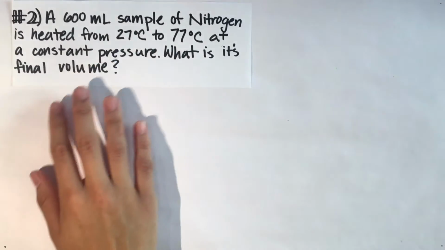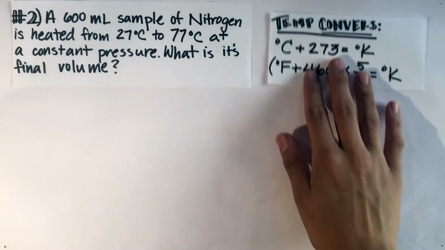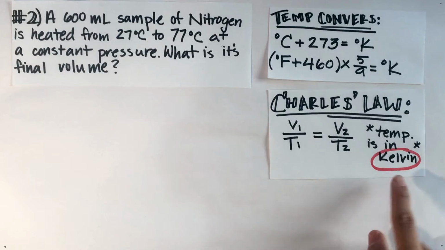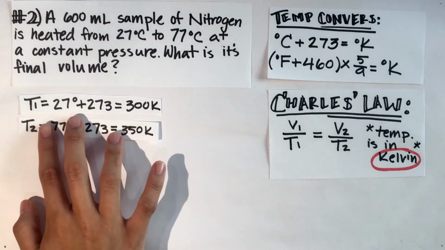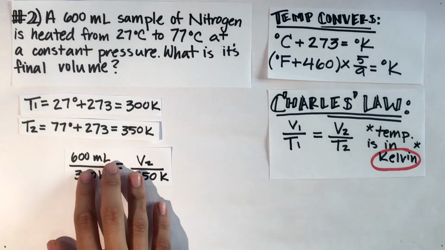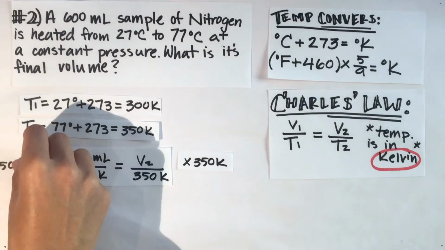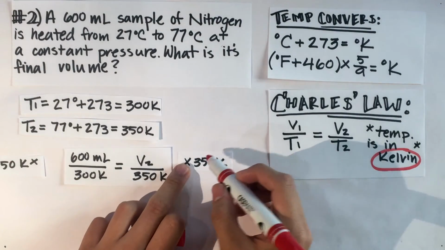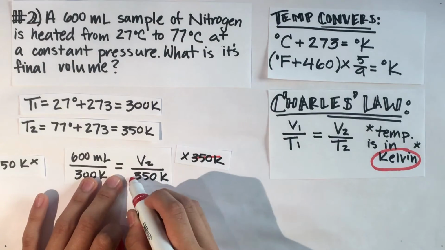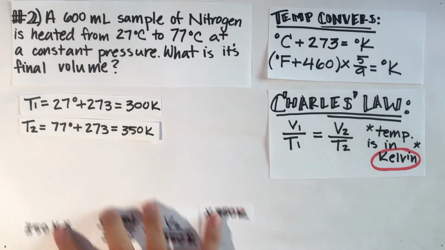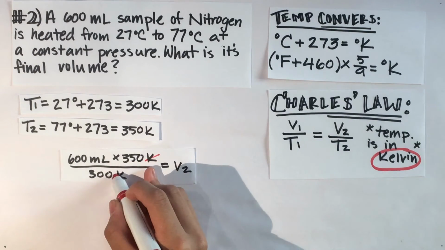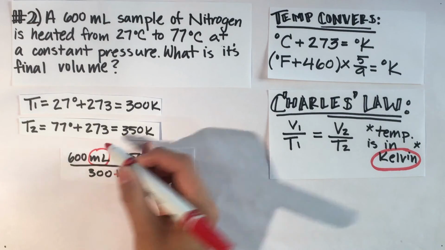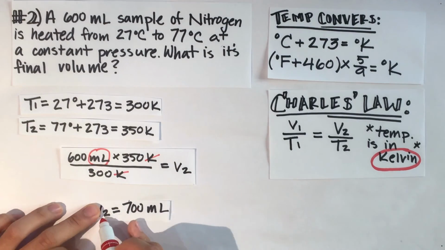Moving on to our next question. We see here that both temperatures are in Celsius again, so we're going to convert our Celsius into Kelvin, just like it says in Charles' Law. And here's our initial and final temperature in Kelvin. So we write our equation with our numbers typed in. We multiply both sides by 350 Kelvin. Then the 350 Kelvin on the right side cancel out. So we're going to go ahead and rewrite that equation here. And then the Kelvin cancel out, leaving us with milliliters to include in our final answer, which is 700 milliliters.